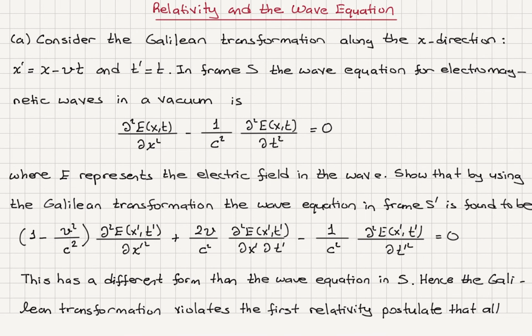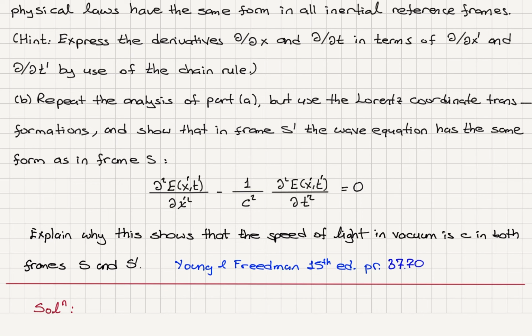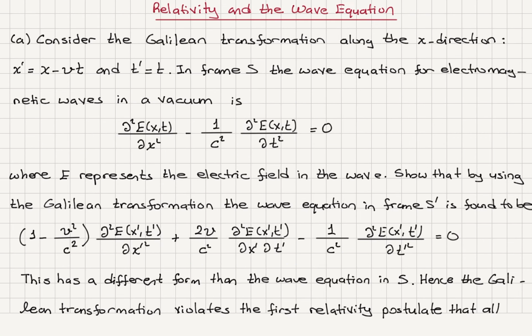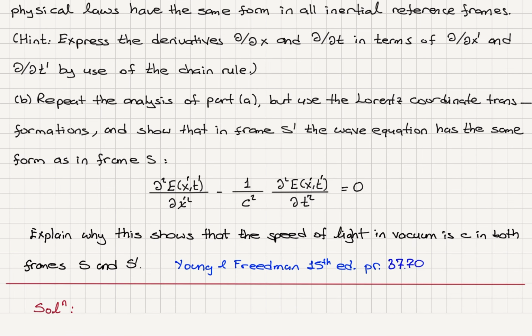Continuing our discussion of relativity and the wave equation, in part A of this problem, we showed that if the wave equation is written in the S reference frame using the Galilean transformation to the S prime reference frame, which is moving with constant speed v with respect to the S reference frame on the x-axis, we obtain this wave equation, which looks different from the one in the S frame. So this violates the principle of relativity, which says that all the physical laws must have the same form in all inertial reference frames.